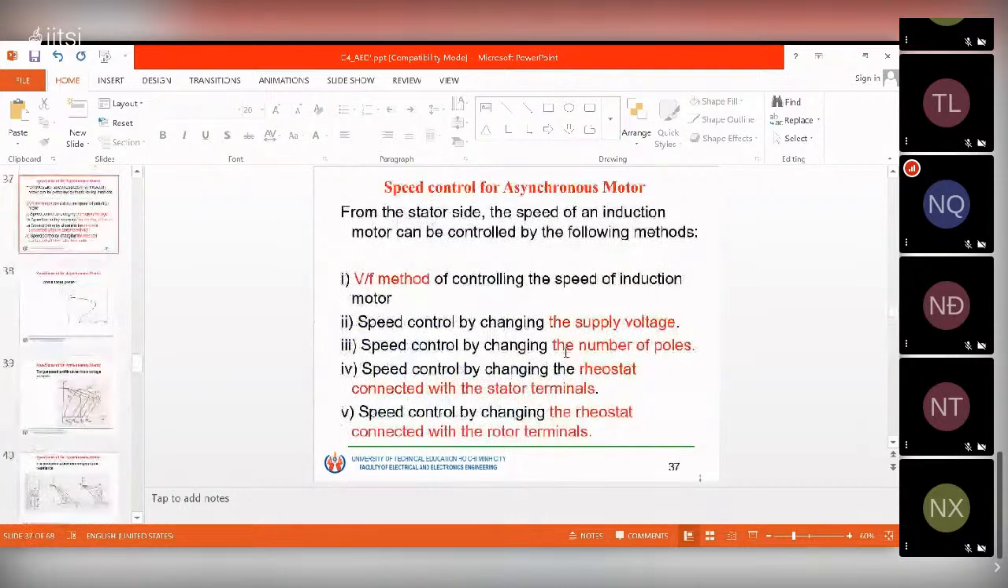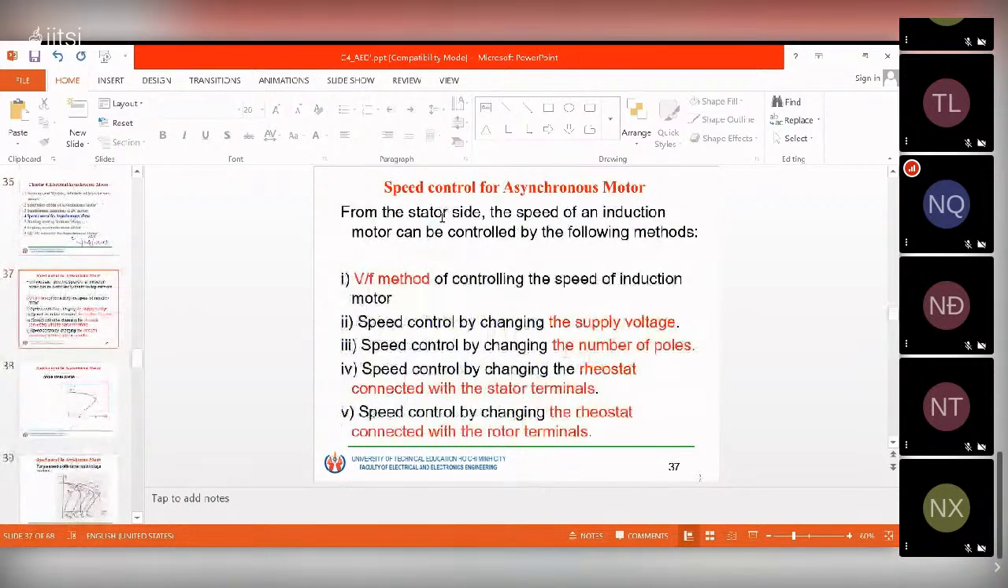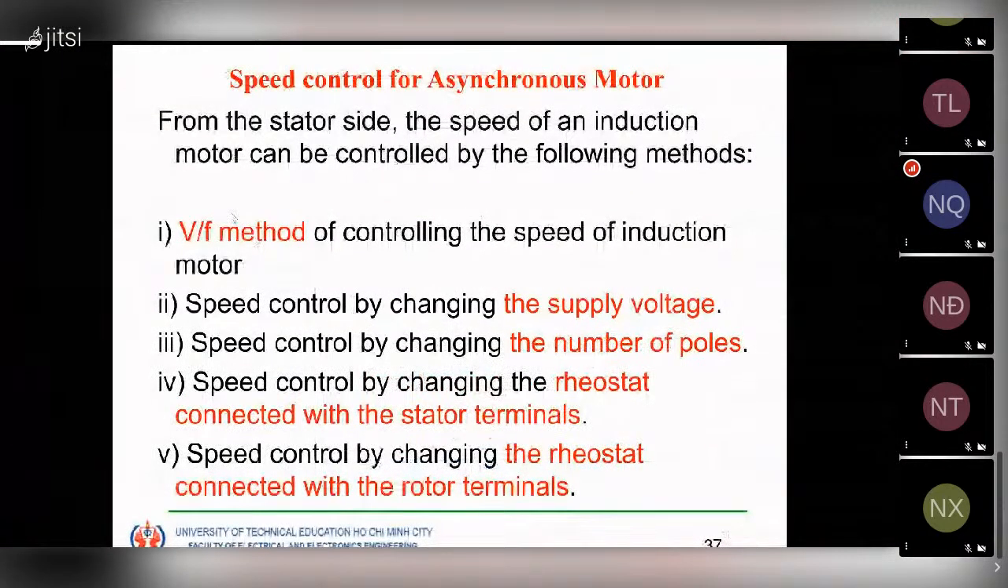Okay, come back to the switch control method. The reason why in the first method they say that you can change the voltage combined with the frequency method. You can say that? Yes or no? Okay.